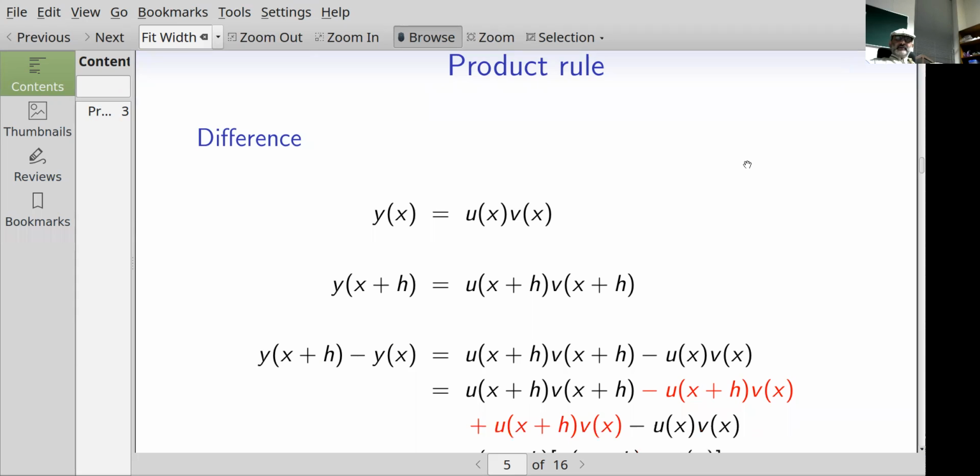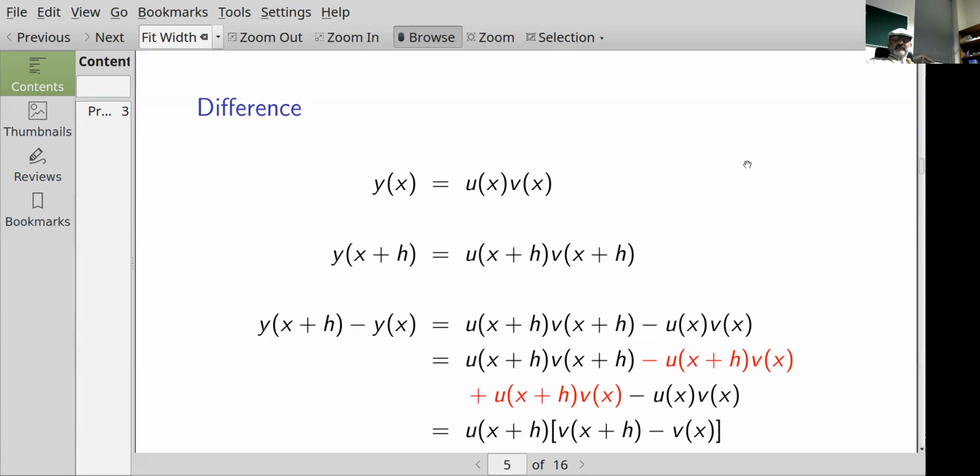Now that's not particularly useful to us because what we are expecting is to get the answer in terms of the original functions u and v and their derivatives. So I want to see the difference of u and the difference of v coming up. So I can get that by adding and subtracting a term u of x plus h times v of x. Okay, so I get u of x plus h, v of x plus h, minus u of x plus h, v of x, plus u of x plus h, v of x, minus u of x, v of x.